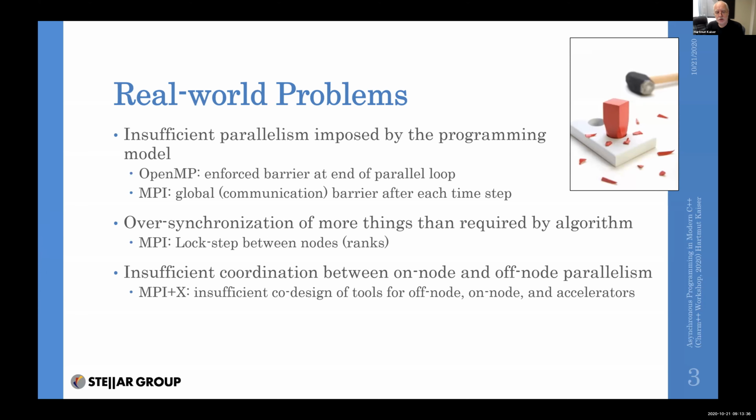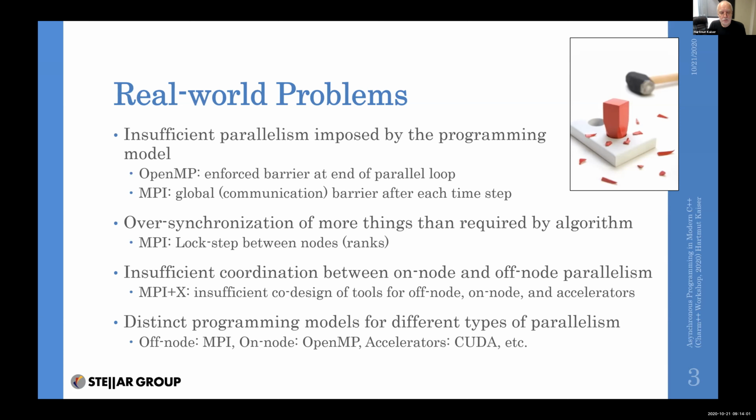Also, there's insufficient coordination between the on-node and off-node parallelism. Have you ever tried to call an MPI API function from an OpenMP thread? If yes, then you know what I'm talking about. So there's insufficient co-design of the tools going on, and that's not even talking about adding things like CUDA or HIP or other toolkits, which all give us different, distinct programming models for different types of parallelism, which is a major pain for the programmer.